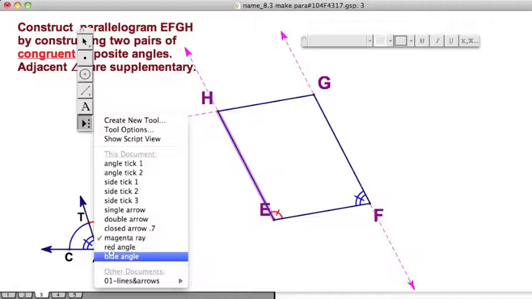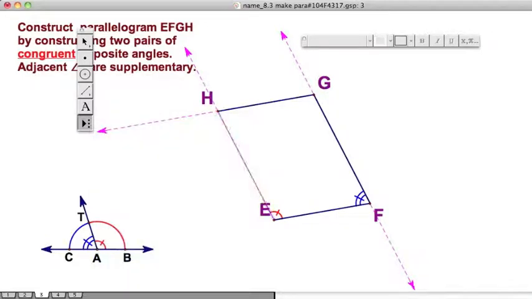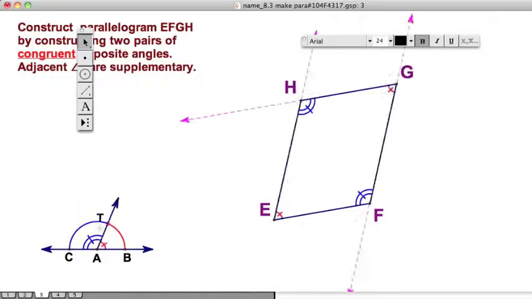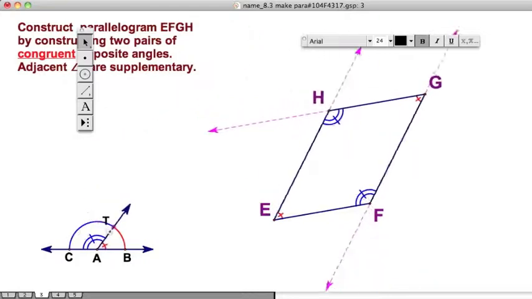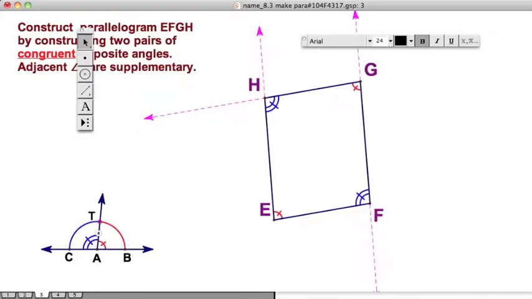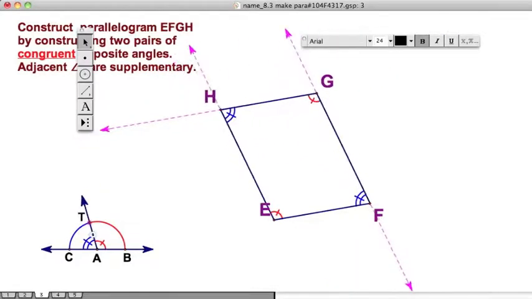And now I can put in my blue angle. Well, that would be opposite. 1, 2, 3. And my red angle. 1, 2, 3. Pretty slick. Look at that. You constructed a parallelogram by constructing opposite angles congruent, and adjacent angles supplementary.